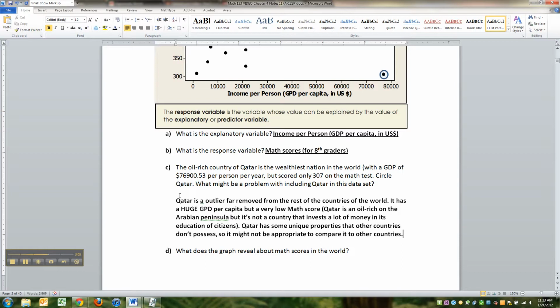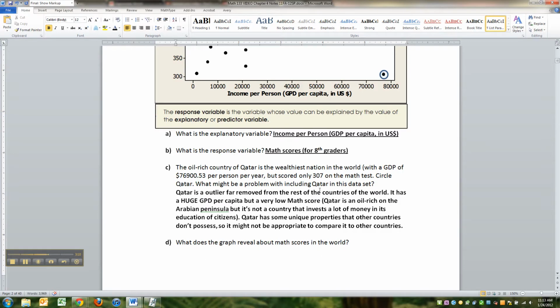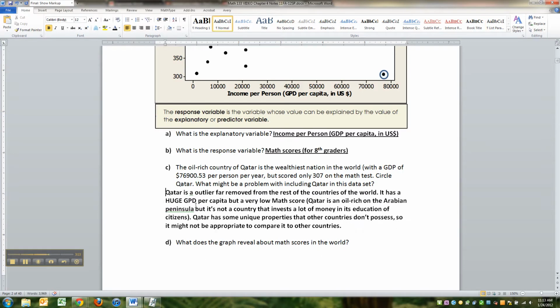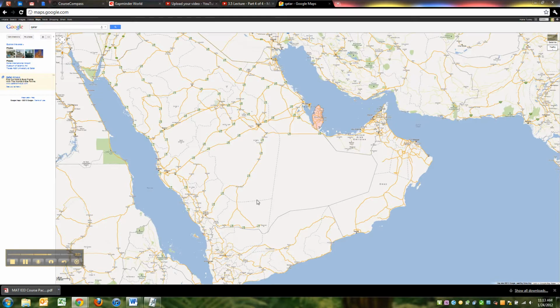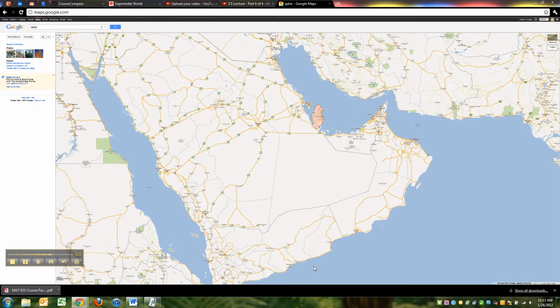Okay, so for starters, I'm just thinking of some things here. It's a very oil-rich nation. It's on the Arabian Peninsula. I brought it up on Google Maps. Here it is. So here's the Arabian Peninsula. There's Qatar right here. It's that little peninsula. It's extremely oil-rich. It's very, very small. Iraq, by the way, is up there, in case you were wondering.